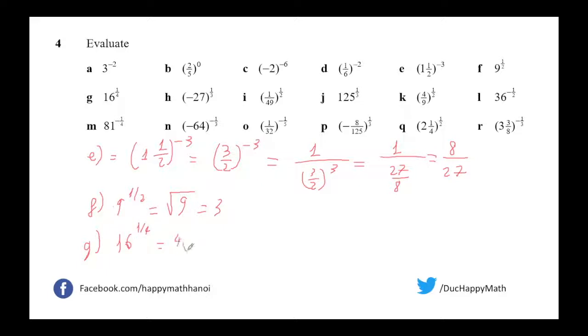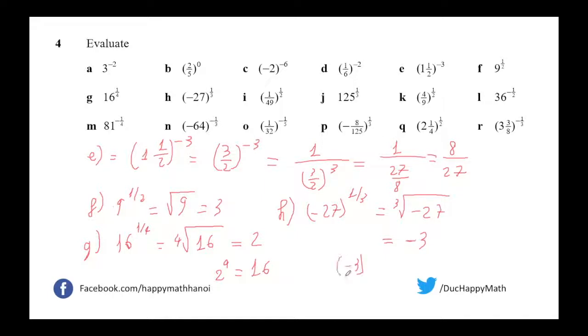G, it means the 4th root of 16. 4th root of 16 means you have to find the number which to the power of 4 will be equal to 16. So you will remember 2 to the power of 4 will be equal to 16. So the 4th root of 16 will be equal to 2. In the same way, minus 27 to the power of 1 over 3 means the cube root of minus 27. It will be equal to minus 3, because minus 3 cubed will get minus 27.